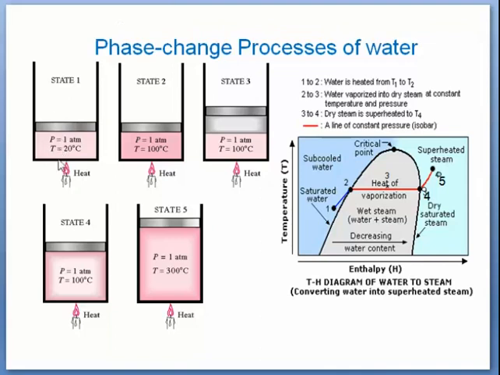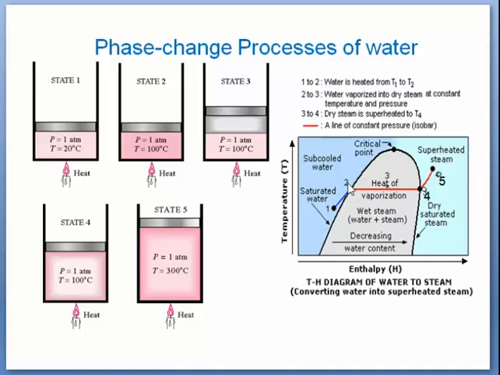Initially, when water at 20 degrees centigrade under 1 atmospheric pressure is heated, its temperature rises and it becomes liquid at 100 degrees centigrade. We can see in this diagram that from state 1 it reaches state 2 at 100 degrees centigrade.